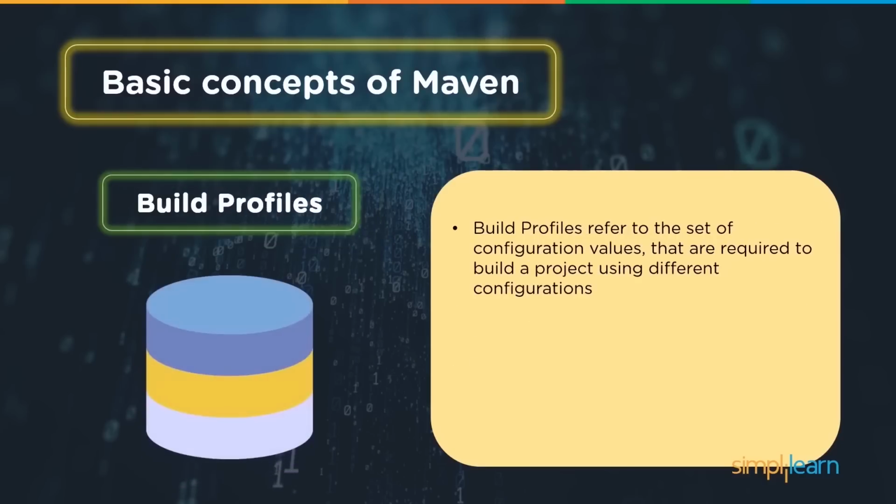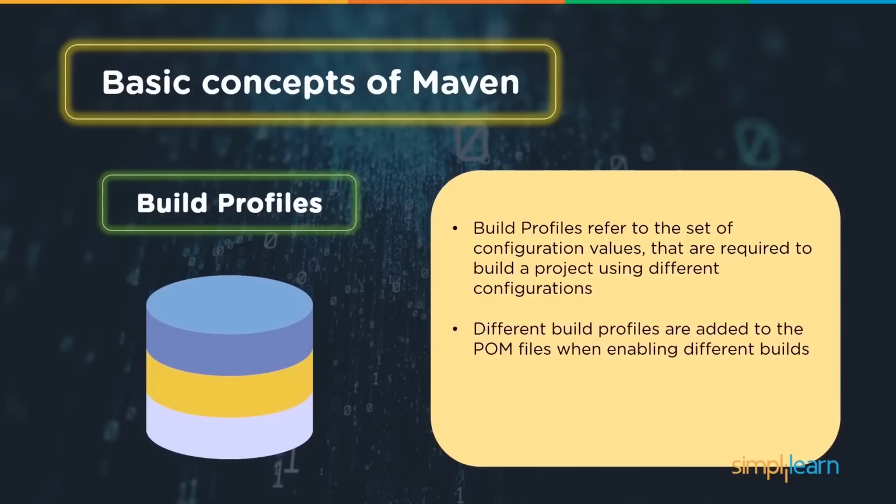Then we have the build profiles. A build profile refers to a set of configuration values. Generally we have a generic build process for all the environments or the particular code base, but sometimes we do have some differences. That is where we can go for profiles, because a specific profile can have its own configuration, and whatever is required for the build process, we can have different configurations stored inside the Maven build script here.